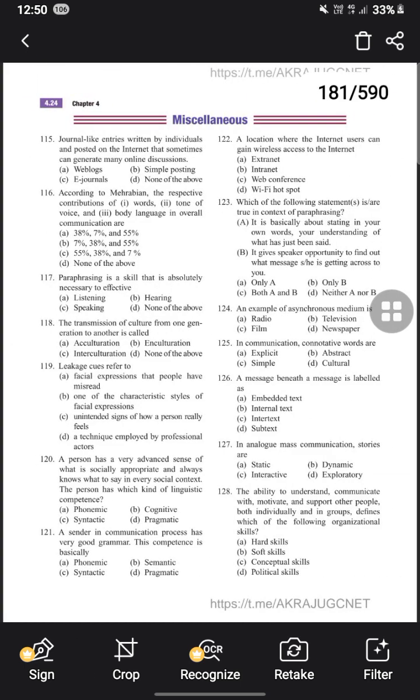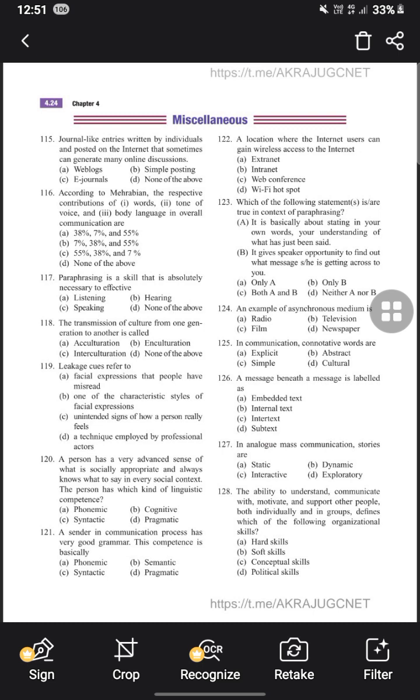General entry written in the individual and post, that is A, that is written in a web blog. According to Mehrabian, the respective contribution of words, tone of voice and body language in overall communication is what? That is 7, 38, 55%. Paraphrase is the skill that is absolutely necessary for listening. The transmission of culture from one generation to another is called, that is B, inculturation.